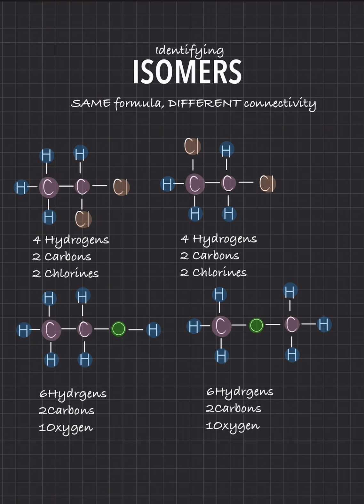Now, if you have the same formula, you need to check how the molecule is arranged. And again, there are different types of isomers, which you'll learn later on in the semester, like stereoisomers and diastereomers. And you can go check out my videos on those. But again, for the sake of just identifying isomers, it has to have the same formula and different connectivity.